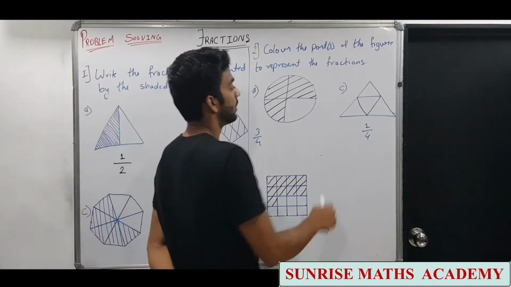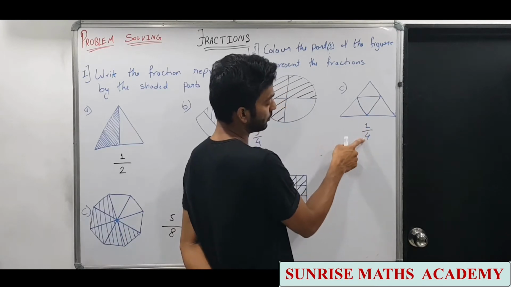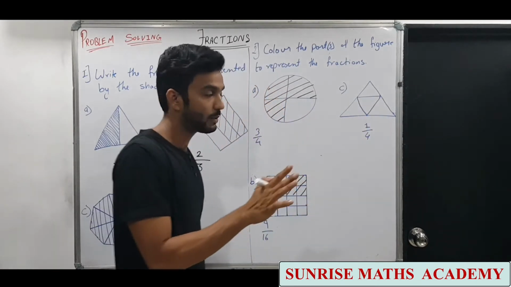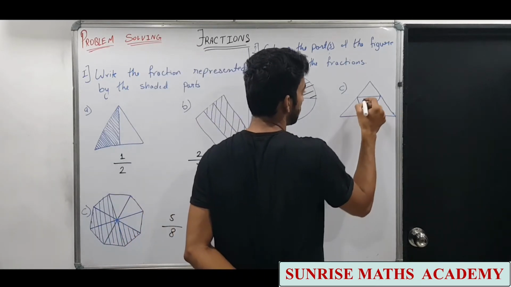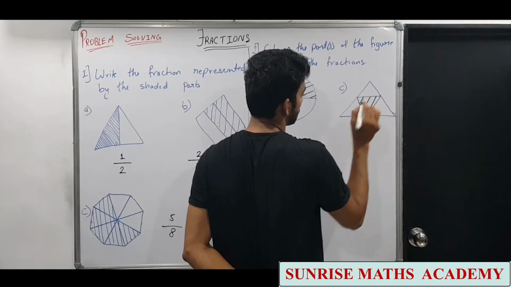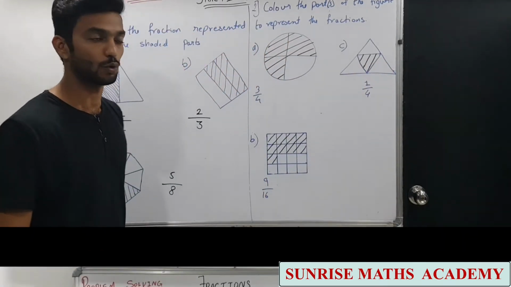And the last one, 4 parts are made, that's the numerator, 1, 2, 3, 4. One part only we have to shade. Any part we will shade, we can shade any part. So we have shaded this 1 out of 4 parts.